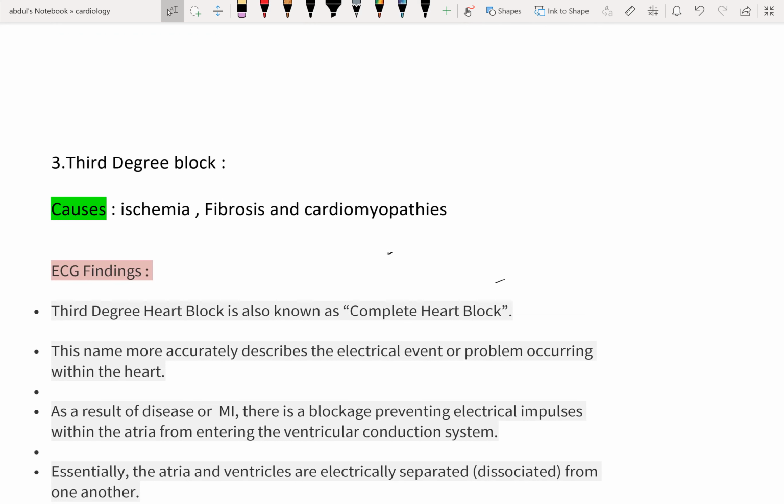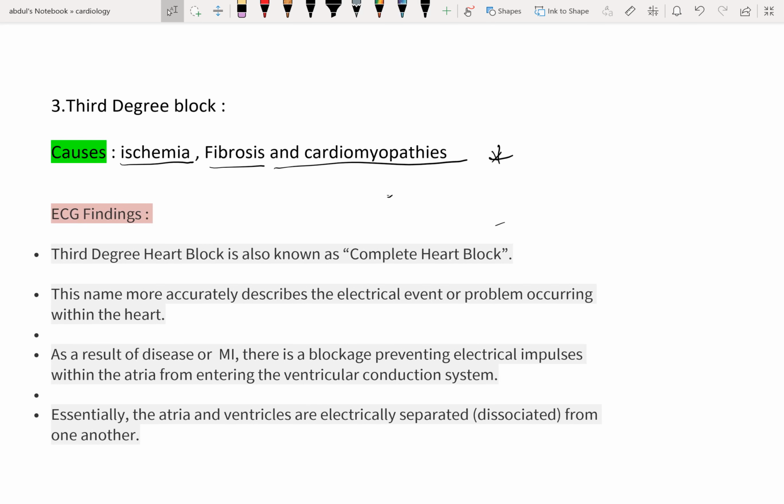Of course, many of you know that if 2nd degree requires a permanent pacemaker, the 3rd degree for sure requires a permanent pacemaker. The causes of third degree block are ischemia, fibrosis, and cardiomyopathies. Those are the causes for third degree block. And some ECG findings. This is also known as complete heart block, okay?